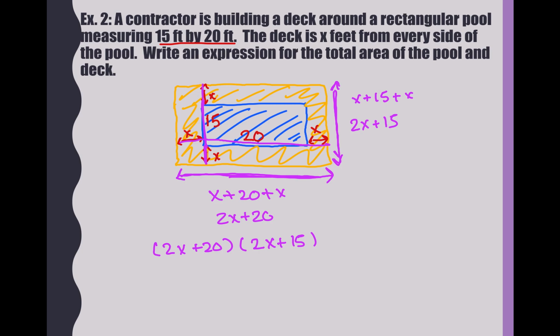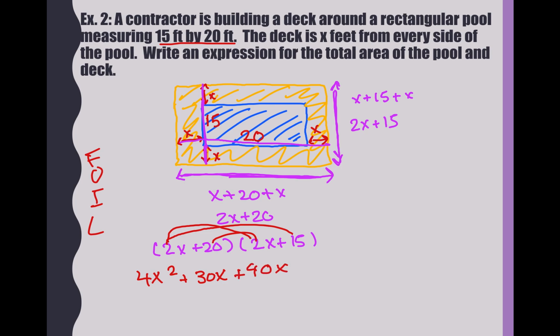Okay, let's go over this. I'm going to use the FOIL method because it's a little bit quicker. FOIL is saying I'm going to do my first terms first. So 2x times 2x is 4x squared. Then I'm going to do my outside terms. 2x times 15 is 30x. Then I'm going to do my inside terms. 20 times 2x is 40x. And then finally my last terms, 20 times 15, that's 300.